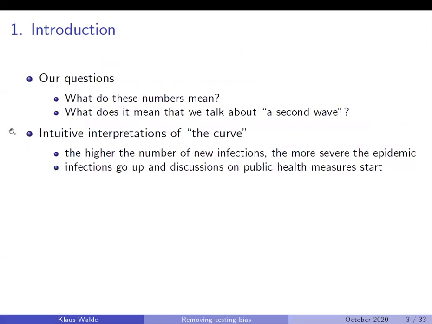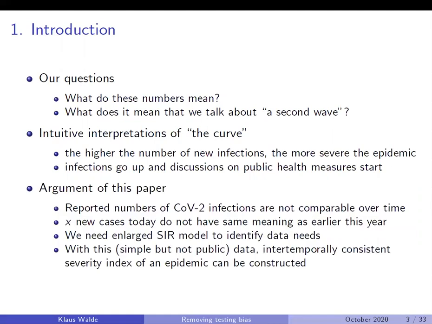So what are the questions of this presentation? As I just said, what do these numbers actually mean? What does it mean when we talk about a second wave? What is the intuitive interpretation of the curve? The intuitive interpretation goes, the higher the number of new infections, the more severe the epidemic. So when infections go up, we are all worried, and discussions on public health measures start.